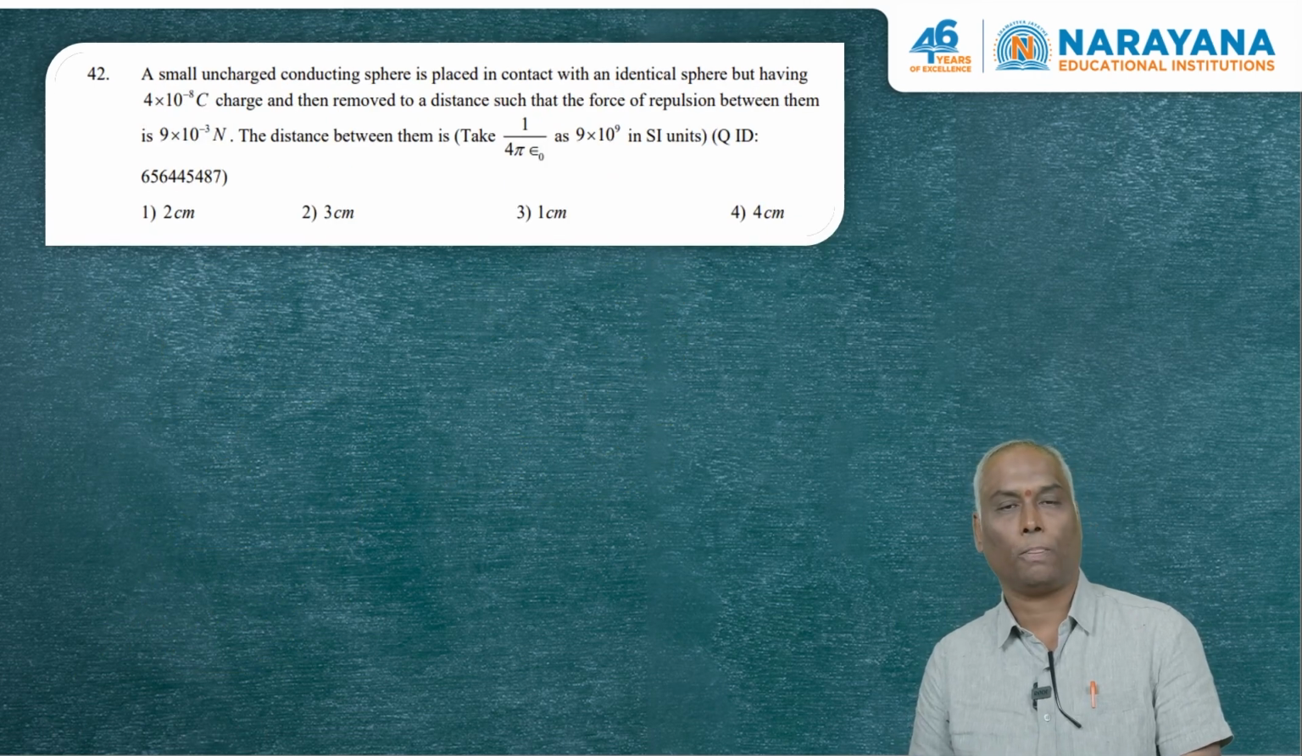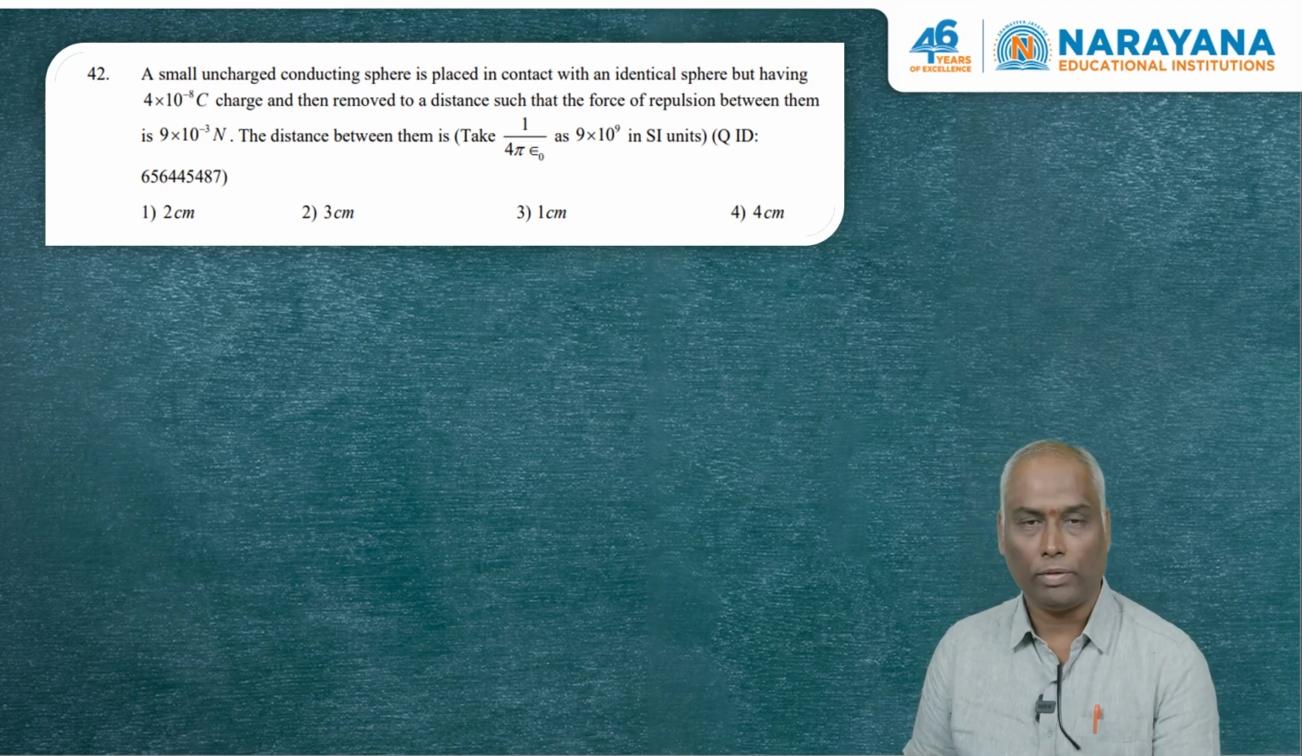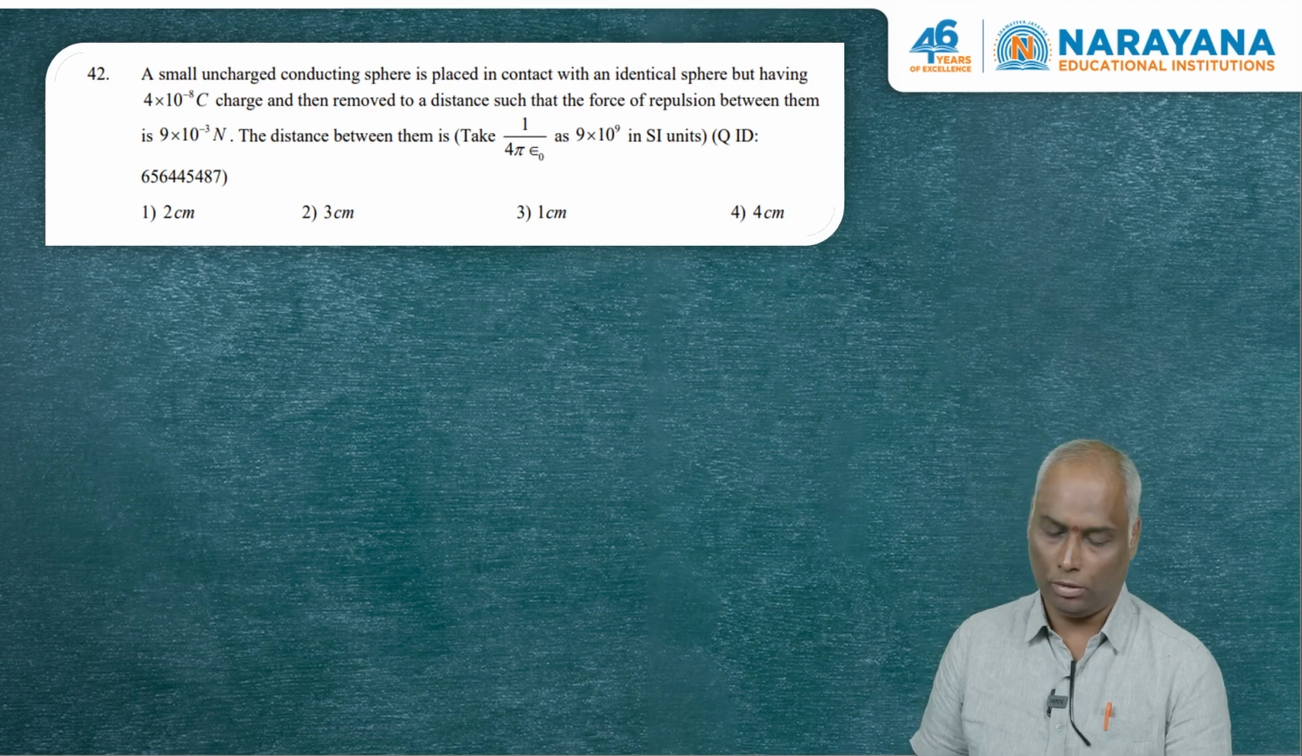Question number 42. A small uncharged conducting sphere is placed in contact with an identical sphere but having 4 into 10 power minus 4 coulomb charge and then removed to a distance such that the force of repulsion between them is 9 into 10 power minus 3 newtons. The distance between them is. They have given the value of 1 by 4 pi epsilon naught, which is nothing but 9 into 10 power 9 SI units. So you are asked to find the distance between them to have a force of 9 into 10 power minus 3 newtons. Whenever we consider two identical spheres, one is charged, the other one is uncharged.